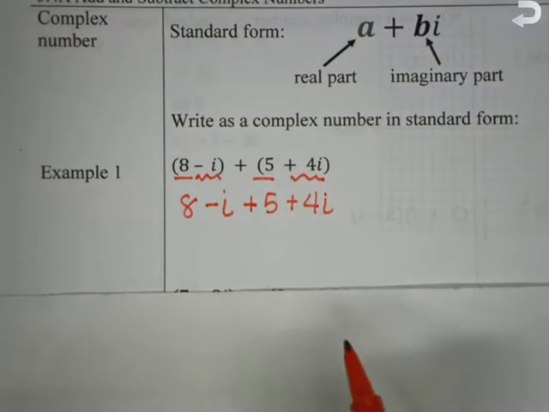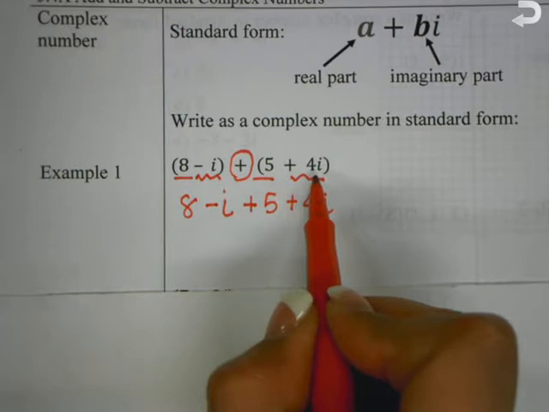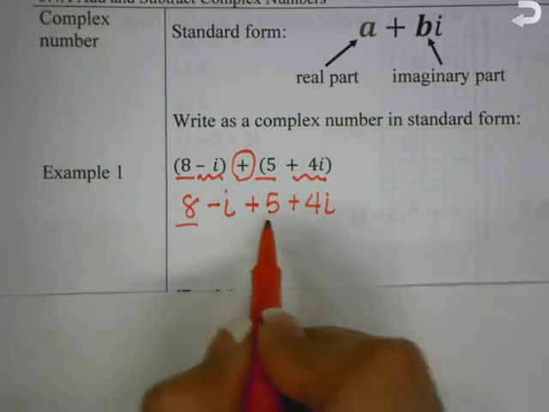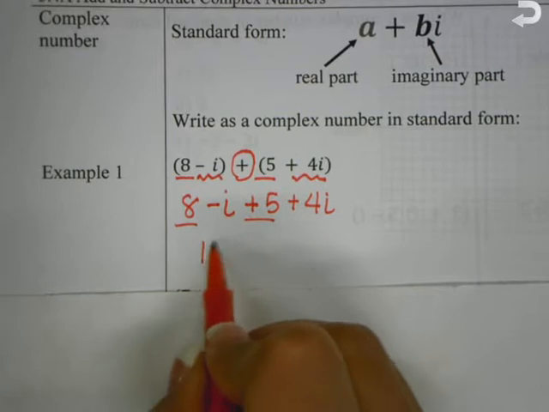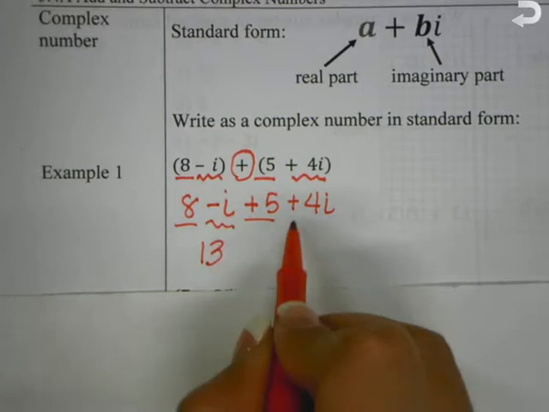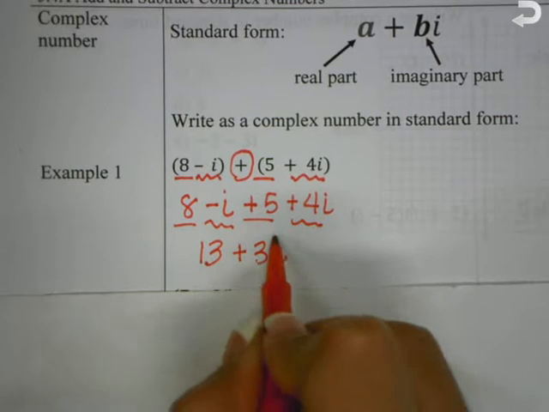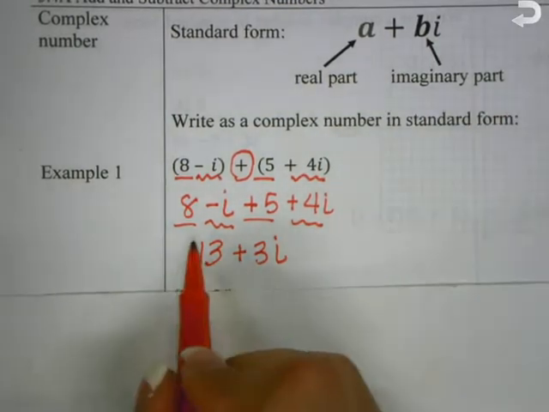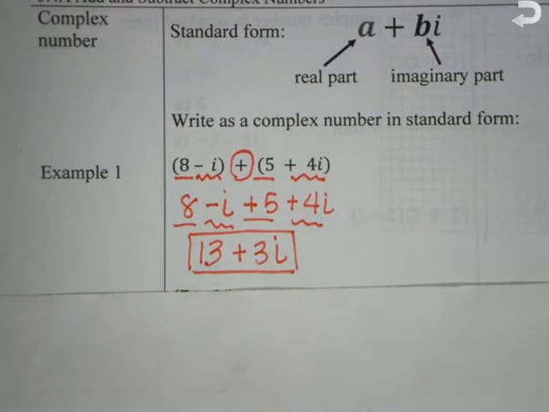Because does that plus change anything on the inside? No. And then let's combine our like terms. What is 8 plus 5? 13. And negative i plus 4i? Plus 3i. Does this form look like the standard form? Yes. Yep, so that's all we have to do for this one. All we're getting used to right now is writing the complex number.